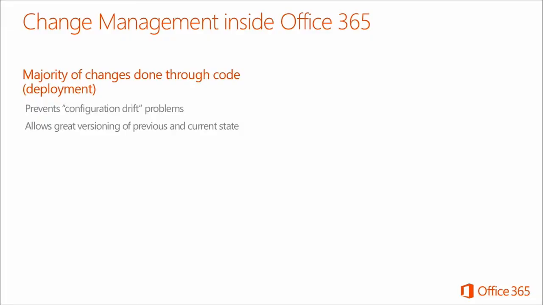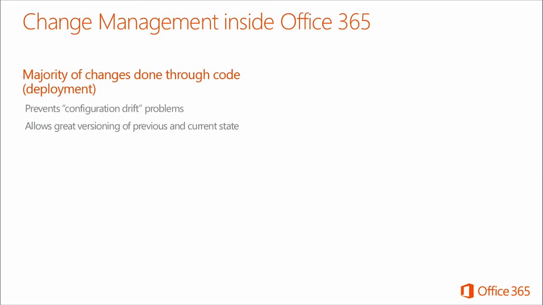So let's talk a little bit about change management inside of Office 365 now. We've alluded to a couple of these concepts, and we have a whole session based on this later in the course. But a couple of things to understand about change management inside of Office 365 and in the architecture itself. Firstly, the majority of changes that are done on the service are all done through code. This is a true DevOps model.